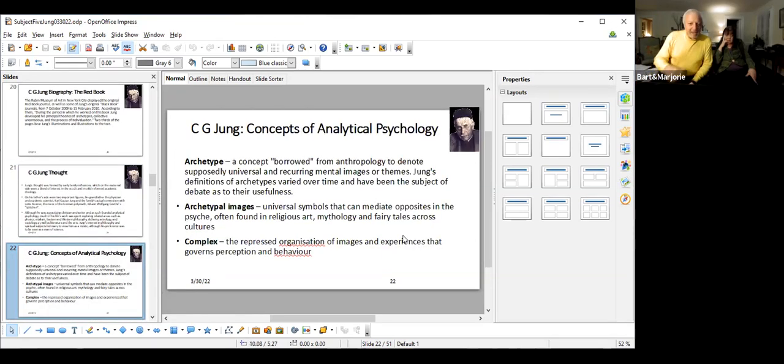So we have here these notions of archetype, which is the basis for his analytical psychology. This is, you would say, borrowed from anthropology to denote a universal and recurring mental image or theme. His definitions of archetypes varied over time and have been subject to debate as to their usefulness. Then we have the archetypal images, which are symbols that can mediate opposites in the psyche, and often are found in religious art, mythology, fairy tales, and so forth.